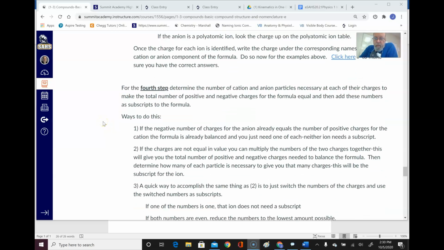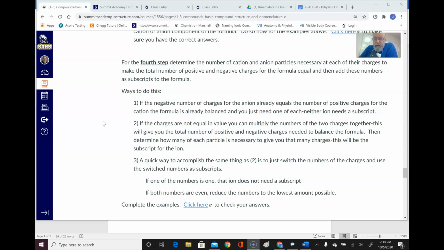Okay, so we've already been through this once. The ways to do this are as follows. If the negative number of charges for the anion already equals the number of positive charges for the cation, the formula is already balanced and you just need one of each. Neither ion gets a subscript.